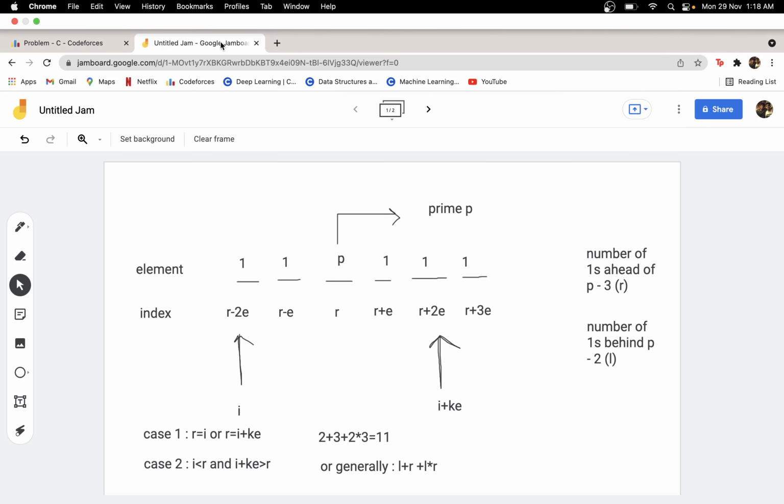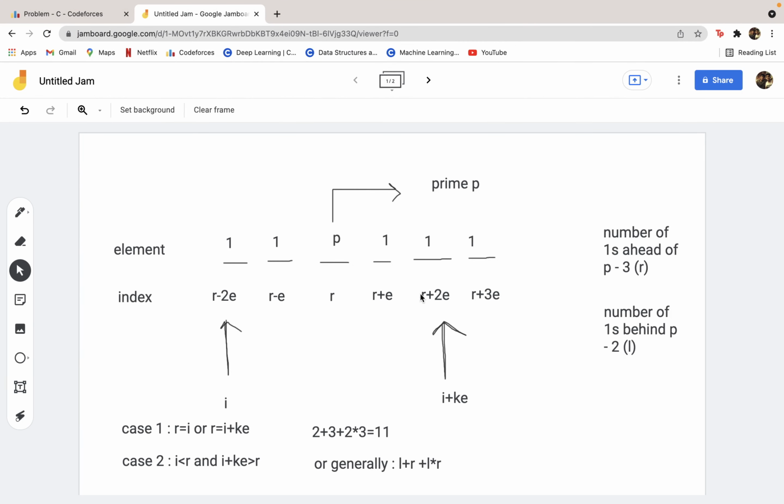Let's take a look at an example for further clarity. Let's say we have found a prime number p at the rth index and we have found 3 ones ahead of it and 2 ones behind it, and each of these elements is separated by e minus 1 other elements, or we can say that the indices differ by exactly e. So in order to find the number of pairs i, k, we can break our solution into two cases.